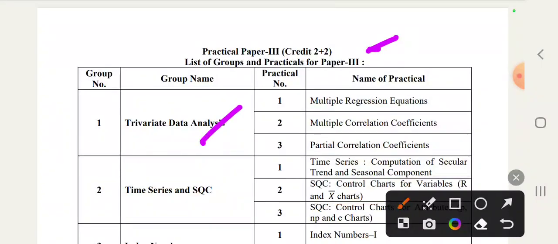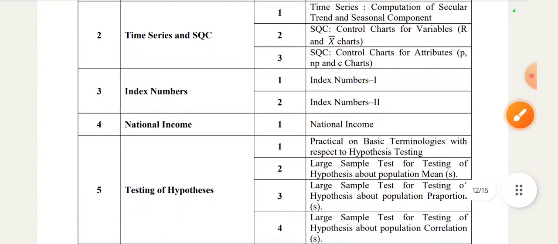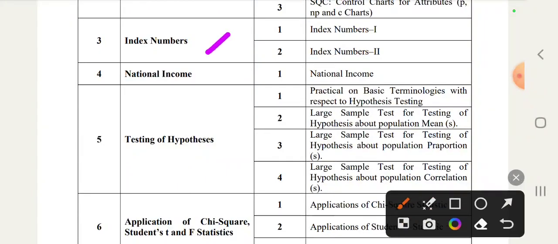See, this is the first group, which is related with trivariate data analysis. The second group is related with time series and SQC, and in the first group there are 3 practicals. At the same time, in the second group there are 3 practicals. Likewise, in the third group, index numbers, there are only 2 practicals. See, this is index numbers having 2 experiments. National income, there is 1 experiment.